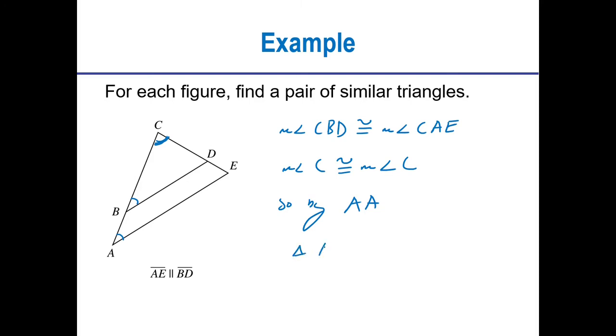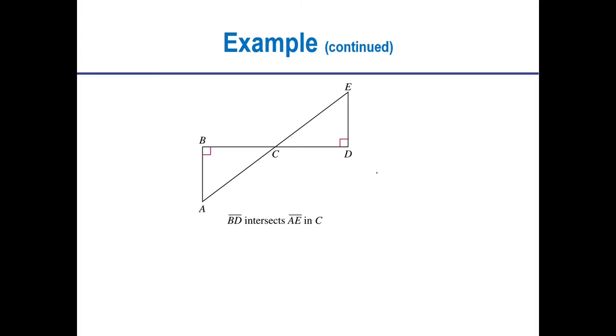So, by angle-angle, we have the two triangles are similar. Triangle ACE is similar to triangle BCD.